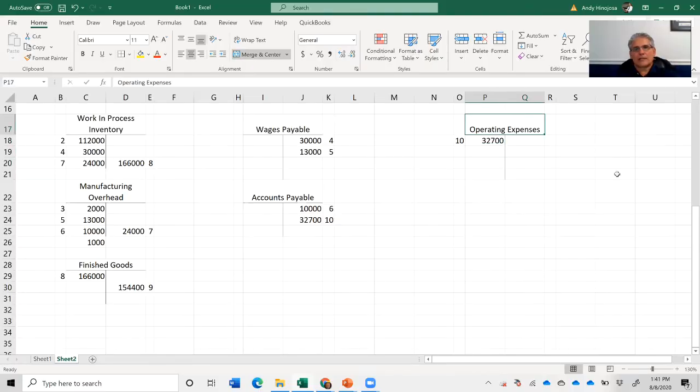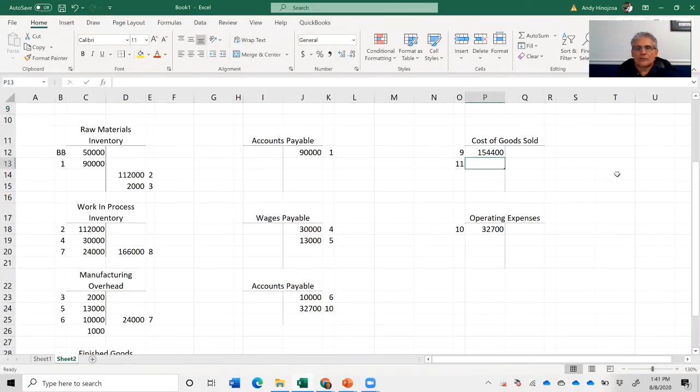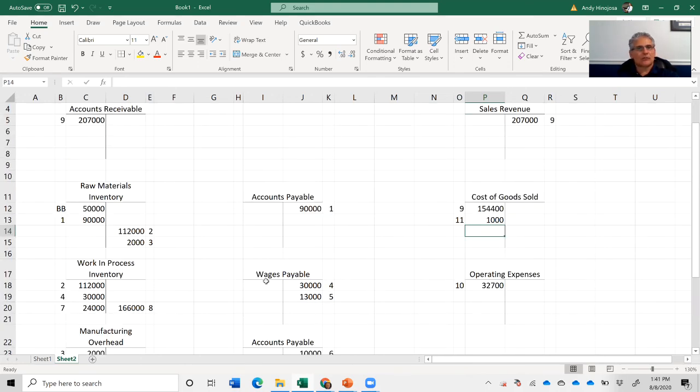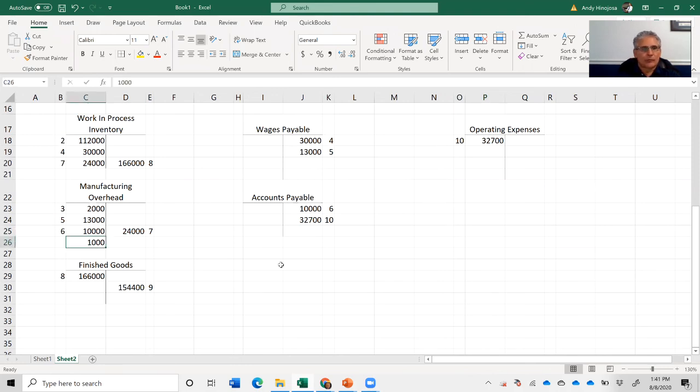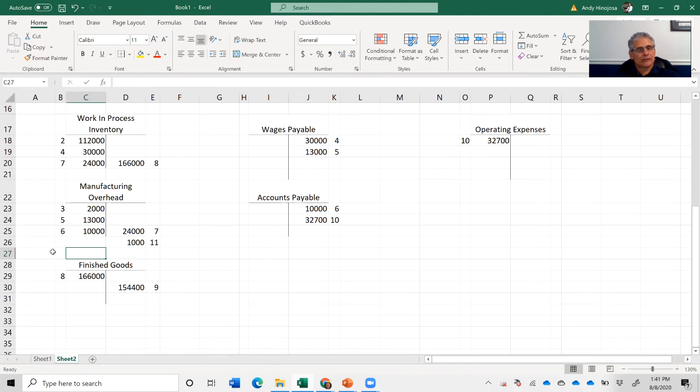Let's do it. The last journal entry: $1,000 is going to be charged to the cost of goods sold. Cost of goods sold, we're going to have an added $1,000 cost, and then we're going to credit $1,000 to manufacturing overhead. After making this journal entry number 11, if we add up all of the debits, 2 plus 13 plus 10 is 25, that's 25,000. And we add up our credits, that's 25. The balance now in manufacturing overhead is 0.